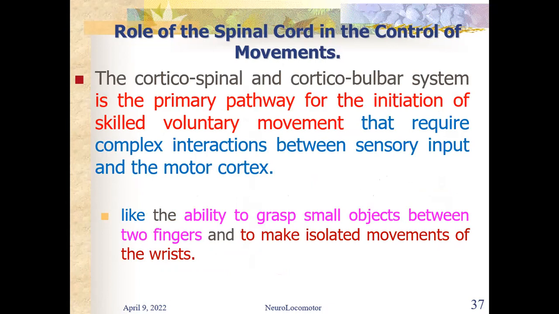Skilled voluntary movement that requires dexterity, that is the function of the corticospinal tract. Both the corticospinal and corticobulbar systems are the primary pathway for initiation of skilled voluntary movement that requires complex interactions between sensory input and the motor cortex. Remember, there's a communication between the supplementary motor cortex and the somatosensory area. There is always a connection between sensory and motor inputs.